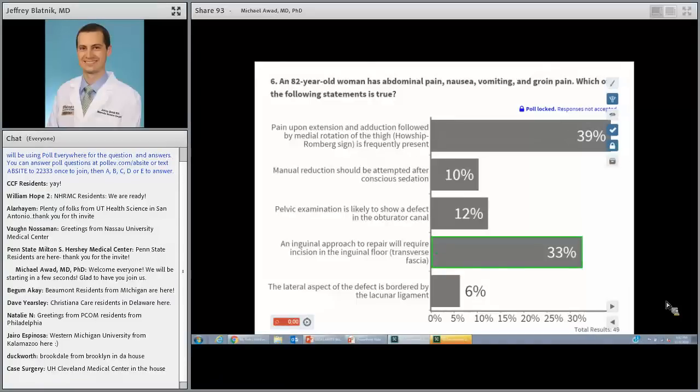As far as the other answers, a Howship-Romberg sign is frequently seen in obturator hernias, not femoral hernias. Manual reduction we talked about. Pelvic examination is not necessarily appropriate as it's not an obturator hernia. And the lateral aspect of the defect is actually the femoral vein. The lacunar ligament is more consistent with the medial border of the space.